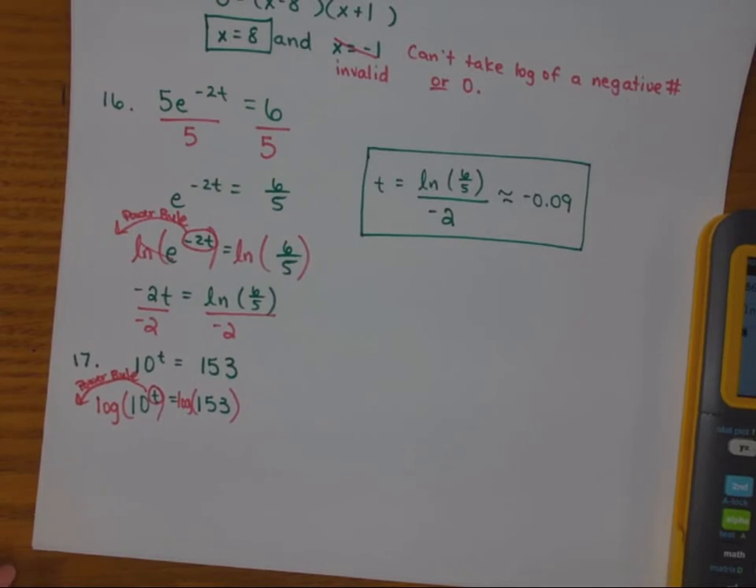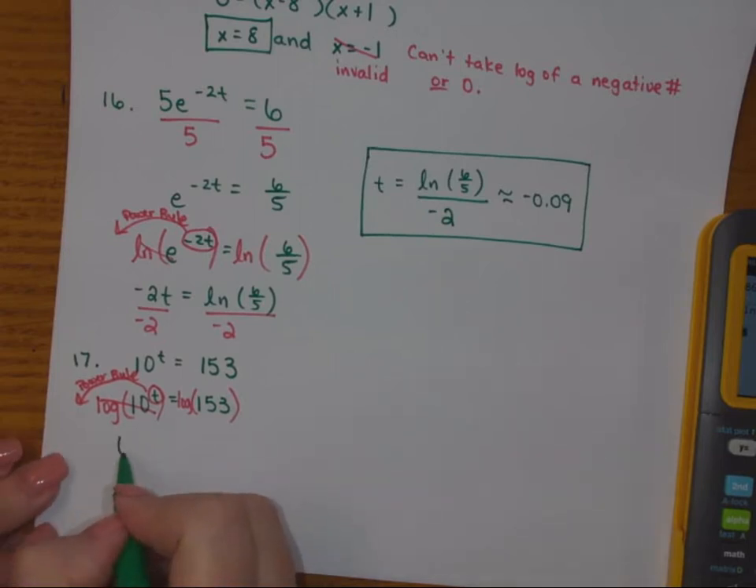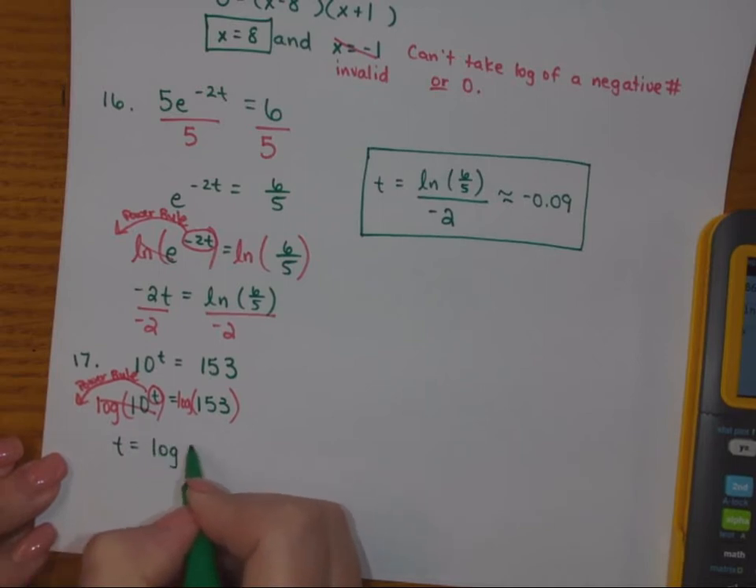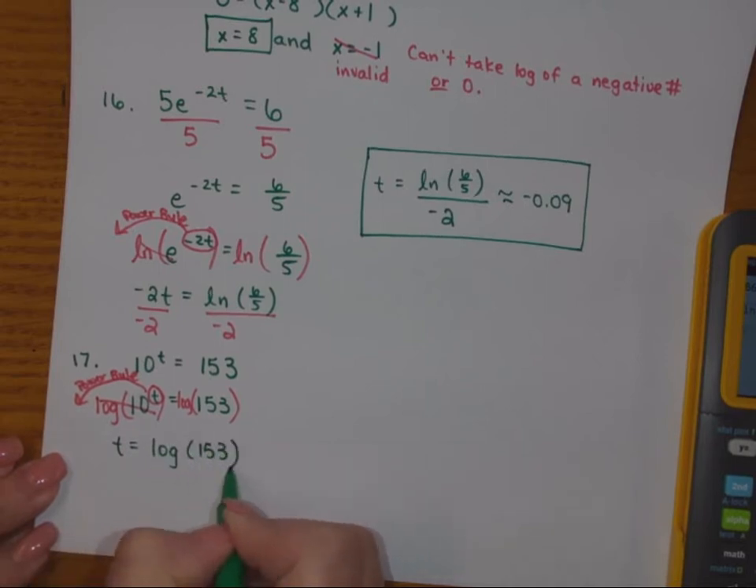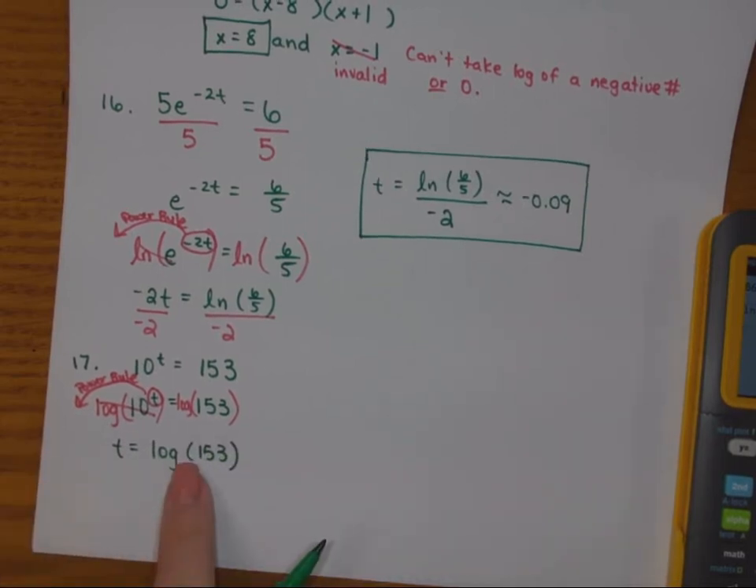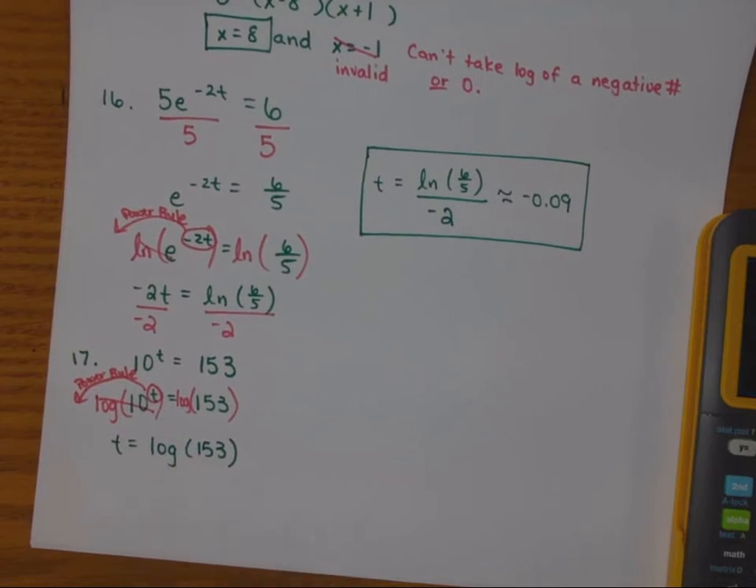And then actually, the log base 10, or this is understood to be base 10 already. So just like ln and e get rid of each other, so do common log and 10. And so you end up getting t equals the log of 153. Okay, and notice, remember that when there's no base here, it's understood to be 10.